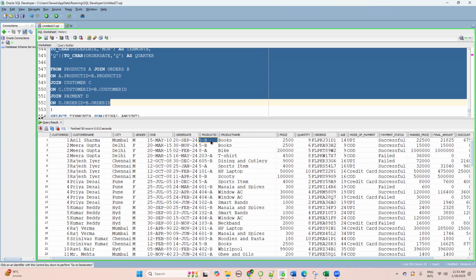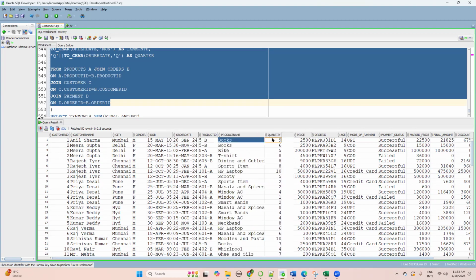And this is the product ID, and he has placed an order for books. How many books has he purchased? 9. Quantity is 9. Price is 2,500, which means the price of each book is 2,500, right? When he placed the order, this is the order ID generated.